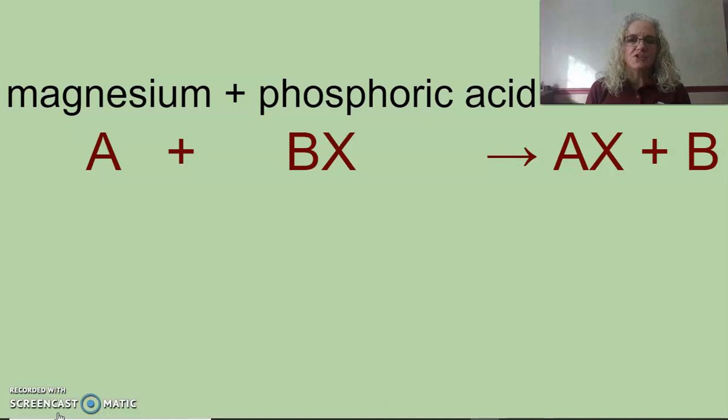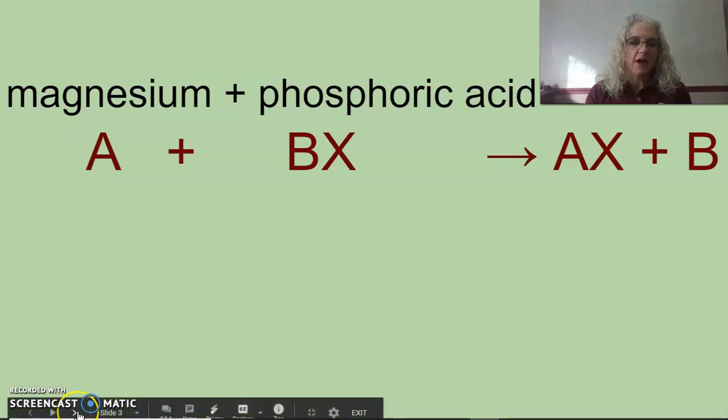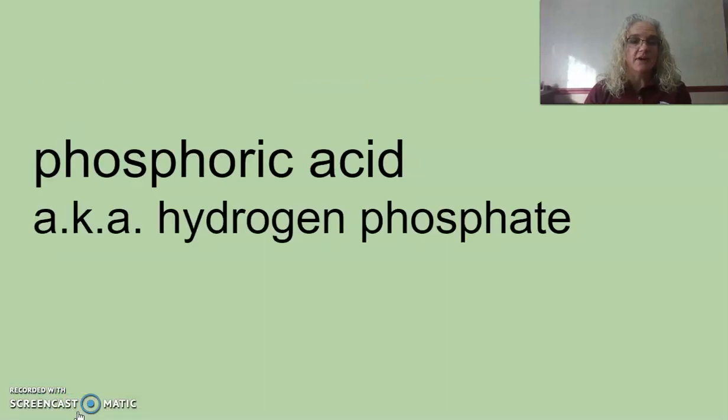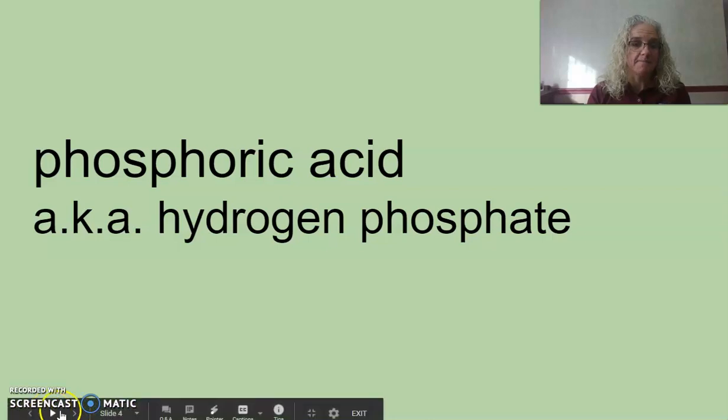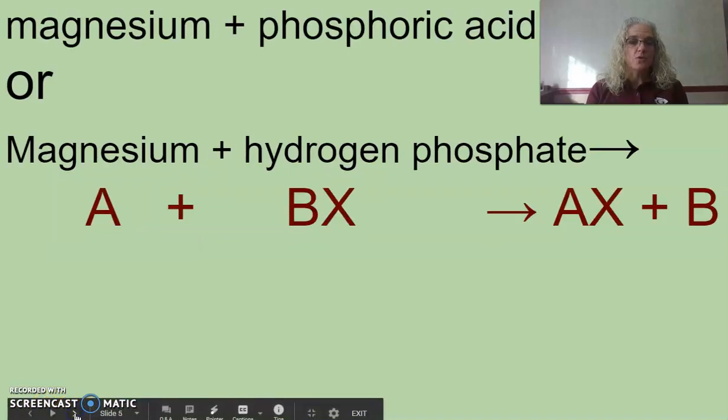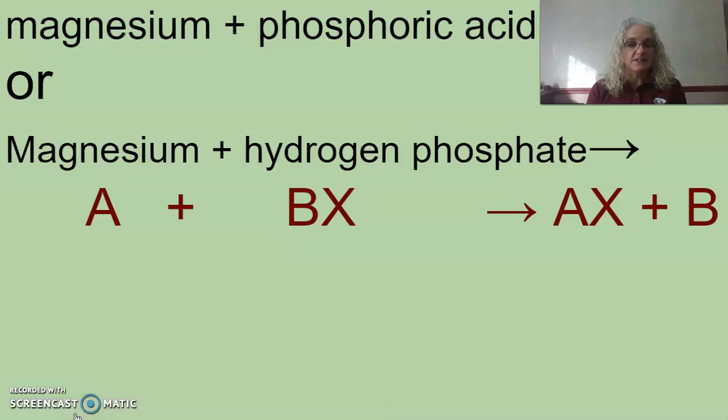We're going to work with the reaction of magnesium plus phosphoric acid. Magnesium is going to act as A, and phosphoric acid is BX. But we have a problem. Phosphoric acid is an acid name, not a salt name. So we need to recognize that the phosphoric acid compound is actually the compound hydrogen phosphate dissolved in water. We'll use this name, hydrogen phosphate, to write its formula. So we're going to take magnesium plus hydrogen phosphate and rearrange it to create our products.